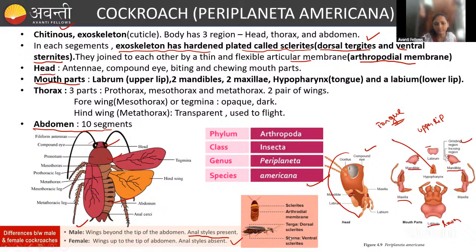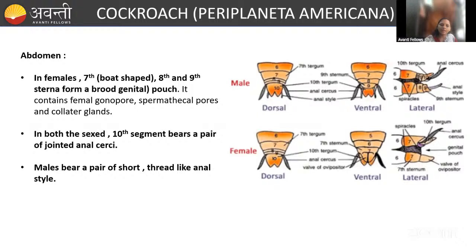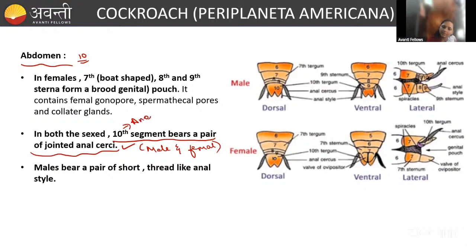Okay, fine. Then coming to the abdomen, guys. The abdomen has 10 segments, as I have already told you. In the 10th segment, very, very important, the anal cerci are there. Anal cerci are present in both male and female. And also the anal style. The anal style is present in the 10th segment only in the male.